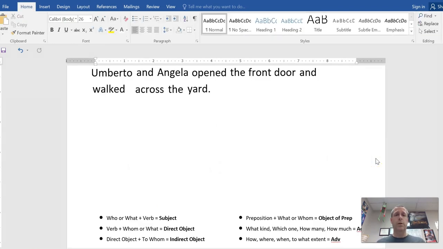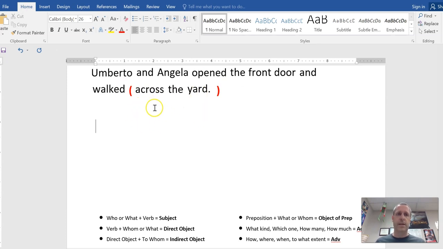So let's look at our sentence for this week. We have: Umberto and Angela opened the front door and walked across the yard. Now, as I pointed out the last time with prepositional phrases, I want to identify that first and set it aside so that I don't use that when I'm diagramming the rest of the sentence. So I'm going to go ahead and set that apart now. And now I know across the yard is going to come at the very end.